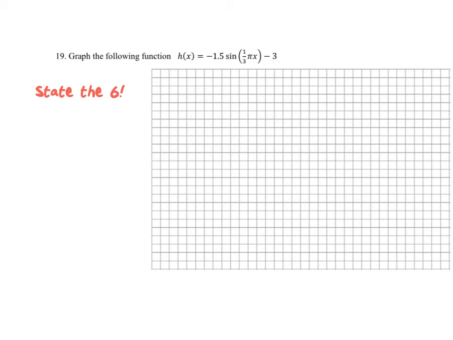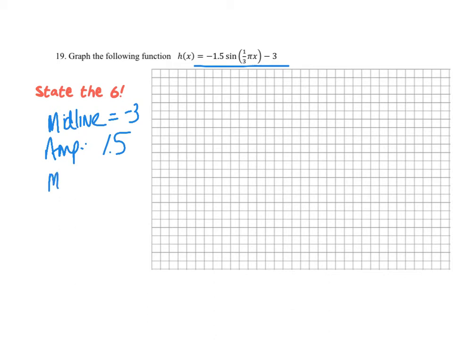So the first thing I'm going to look for is, again, I start with my midline. And if I look at this function, the midline is -3. And then my amplitude, your gut might want to say -1.5, but remember it's always positive, so 1.5. That makes my max value -3 plus 1.5, which gets me to -1.5. And my min value is -3 minus 1.5, so -4.5.